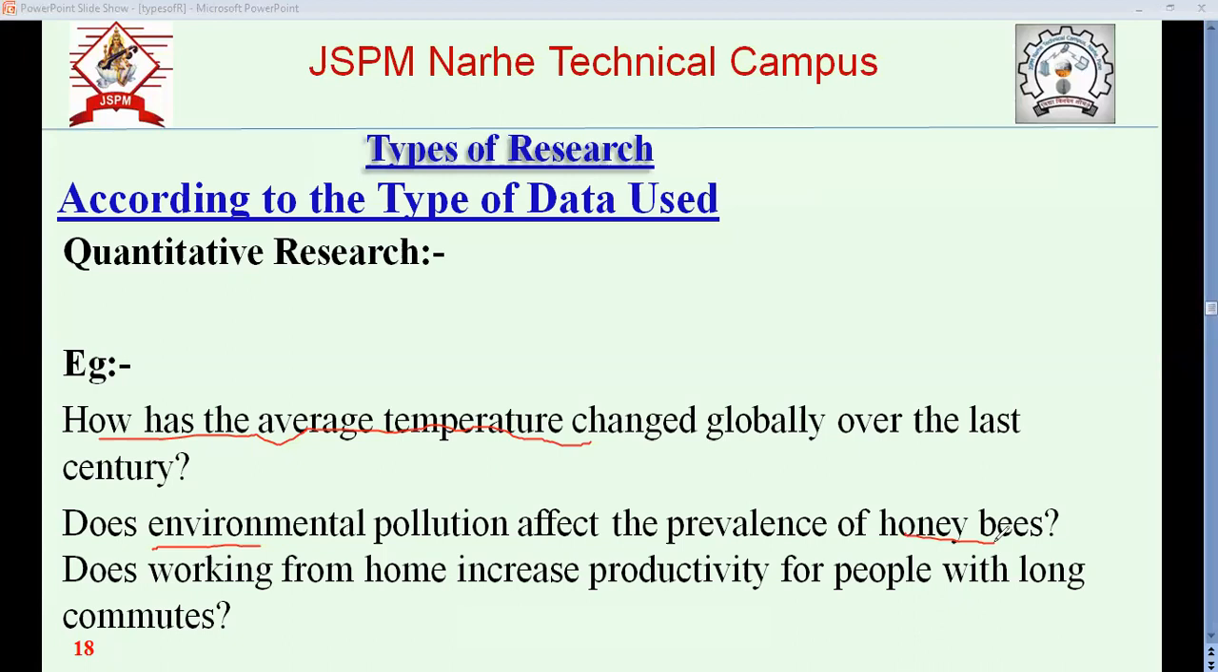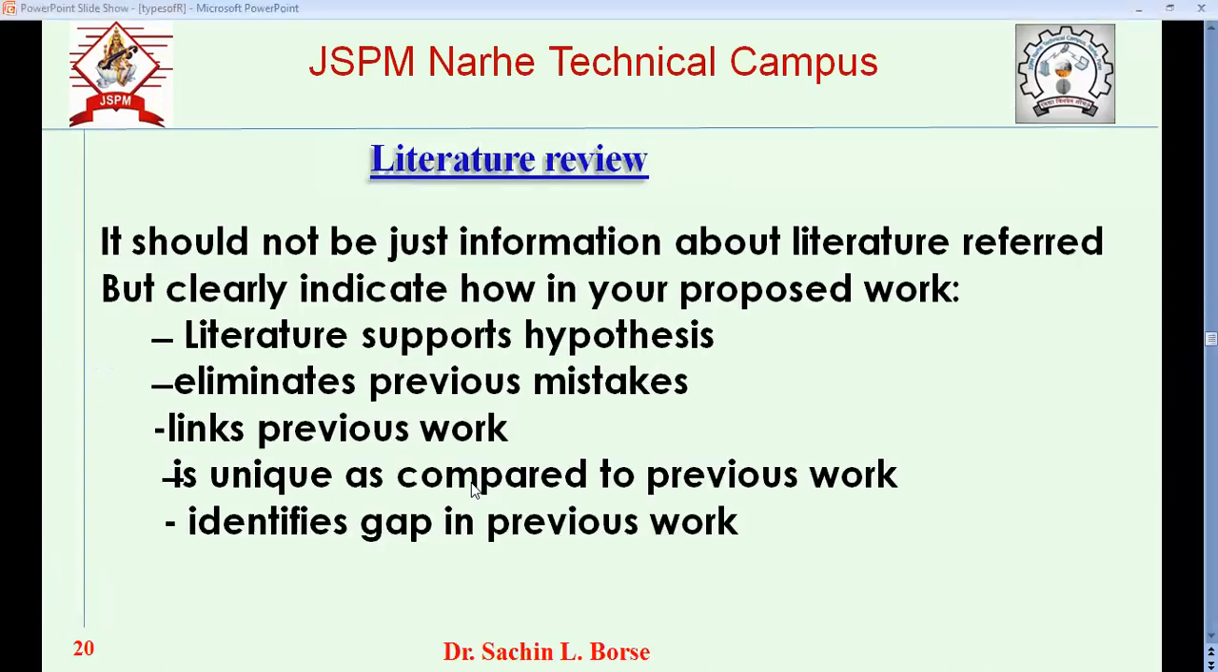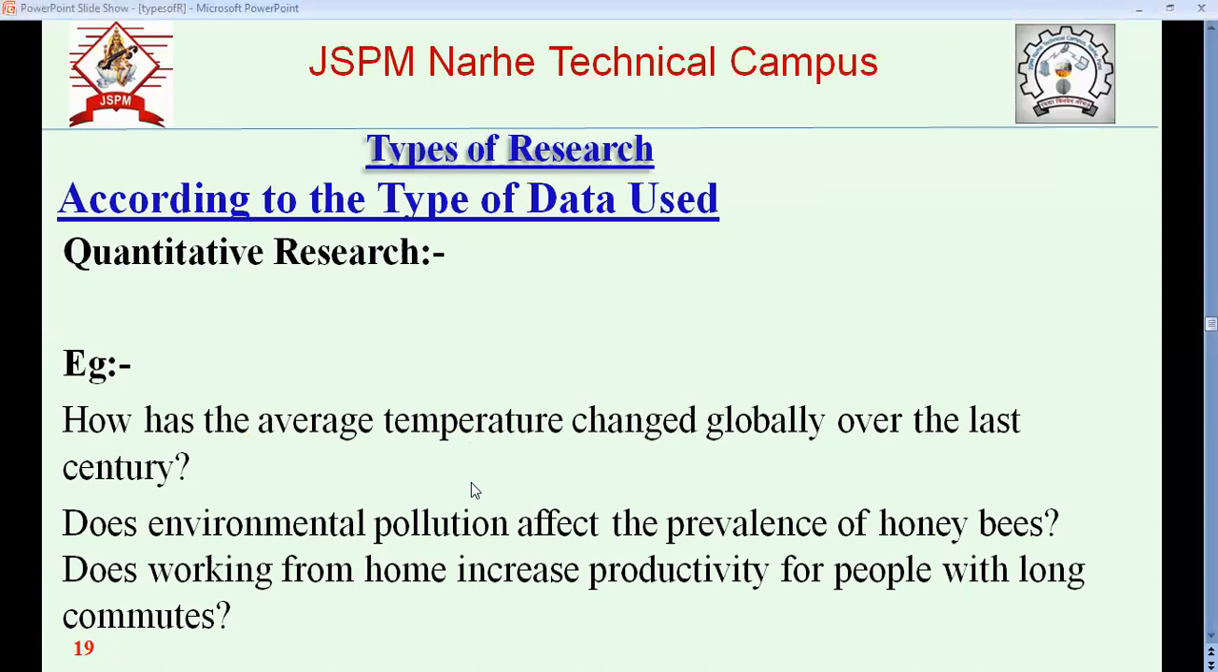Can anyone give one more example for qualitative research? Can anyone give an example for qualitative research? Yes.